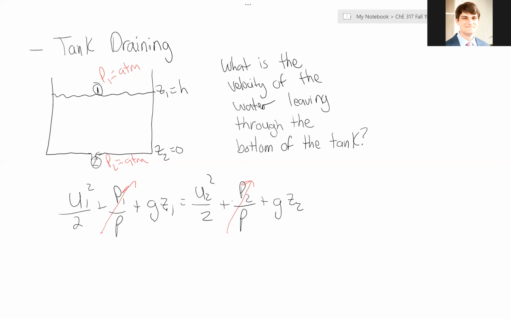Can you assume that the velocity at 1 is negligible compared to 2? Yes, I can. I can say U1 is negligible. Anything else? Or is that it? Could we say that Z2 is 0 since it says so in the diagram? That you can.